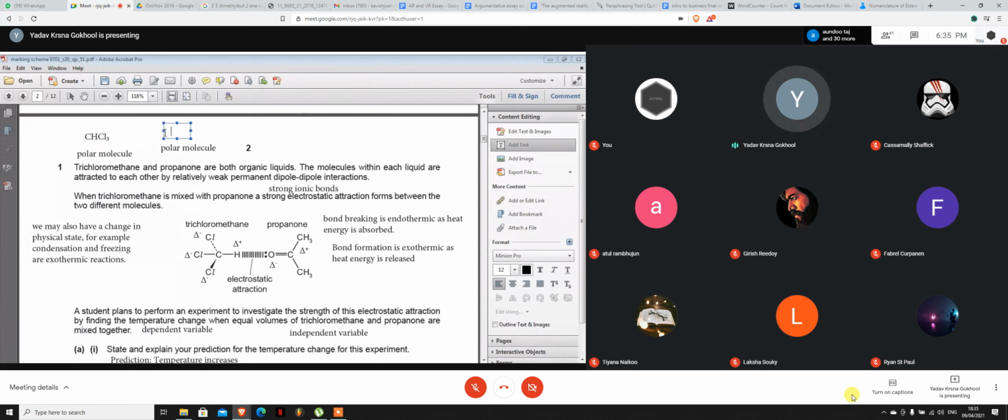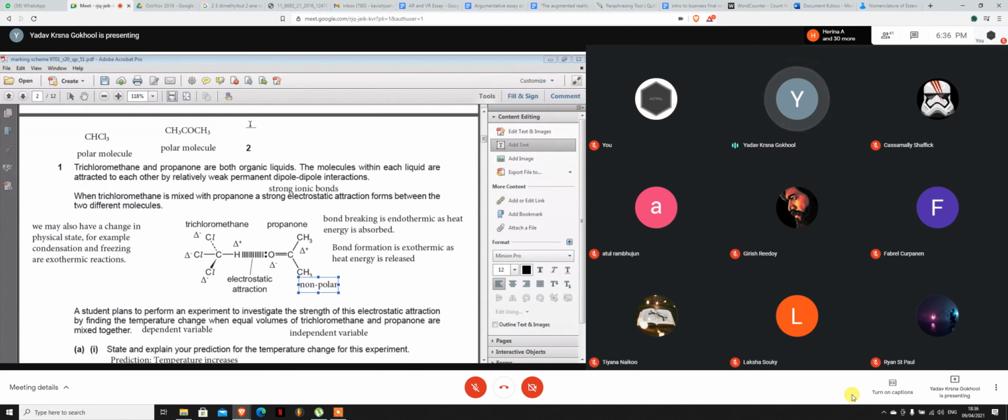And propanone, now you're used to propanone. So many times you have seen it in paper 2. So you have the CO, which is again polar. The CH3 is non-polar, but the CO is polar because the oxygen is more electronegative. So the oxygen gets a delta minus, and this delta plus is for this carbon over here. We can say that this CH3 part is non-polar. Okay. Now the molecules within each liquid are attracted to each other by relatively weak permanent dipole interaction.